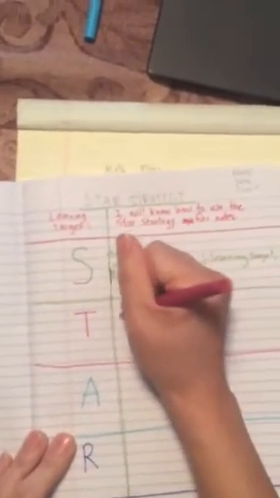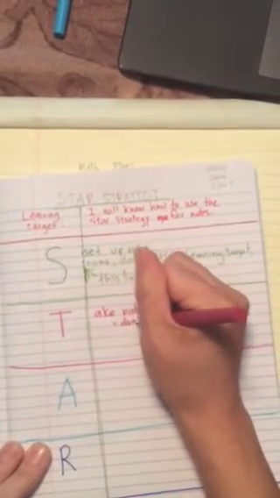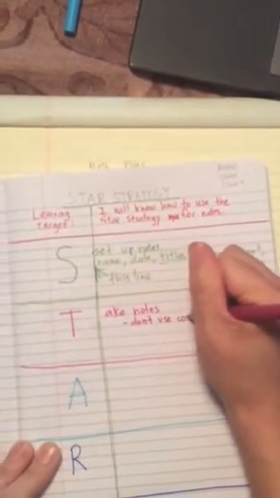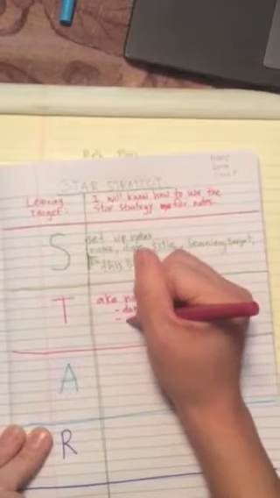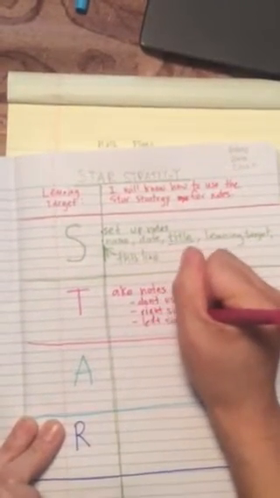T is take notes. We'll talk about taking notes, but usually we don't use complete sentences like I am right now. The right side is where you're going to take a majority of your notes. And then the left side, we'll tell you in the next video how to do that.